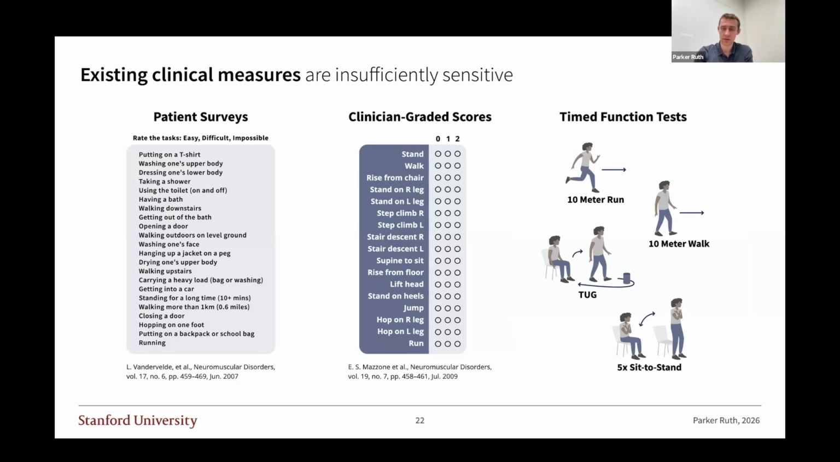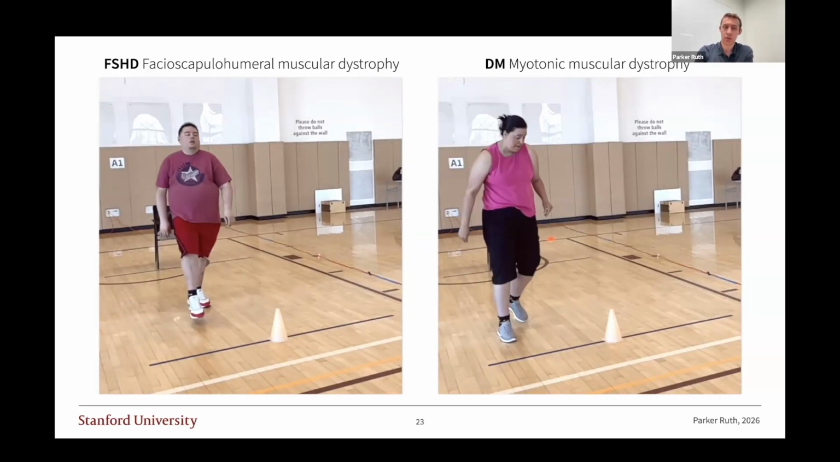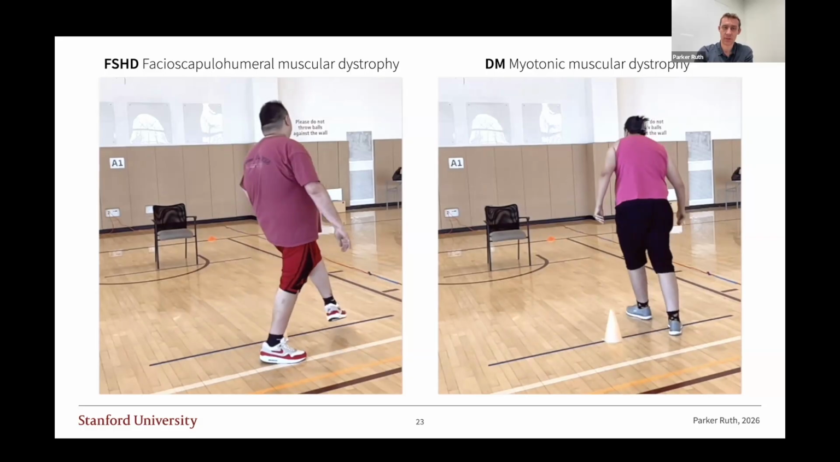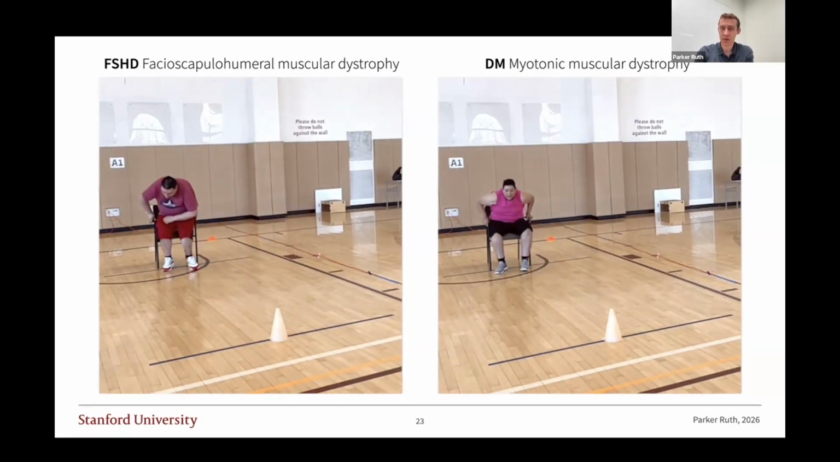than discrete scores. Of course, we've already talked about the key limitation of time function tests is that they have this very reductionist view of measuring human movement. And in fact, the videos that I showed you before were different because the two people in these videos have two different neuromuscular diseases. The person on the left has a disease called facioscapulohumeral muscular dystrophy, or FSHD. The person on the right has myotonic muscular dystrophy, which is abbreviated DM. And I'm going to be talking more about these two in our results soon.